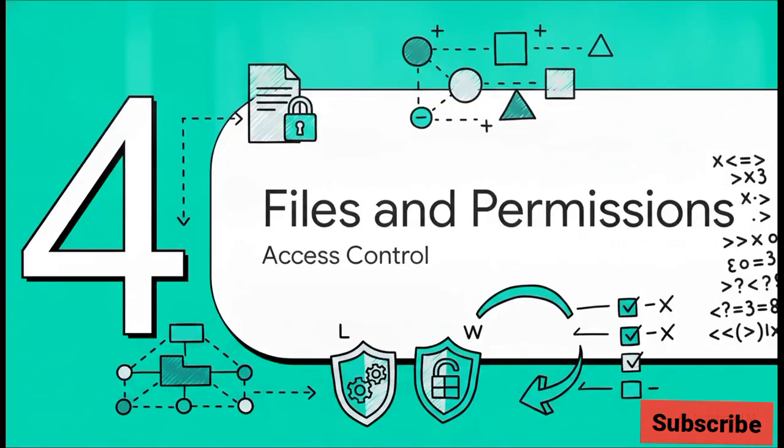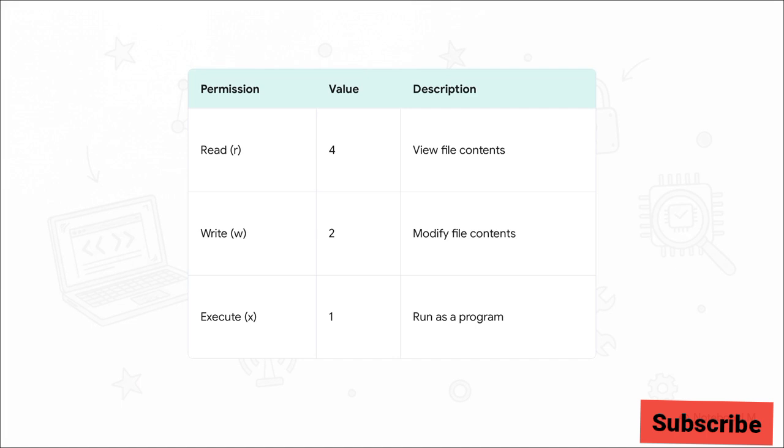Which brings us to Section 4, navigating files and permissions, specifically access control. Linux actually handles security through these really strict permission buckets. Whenever you list files, you're going to see letters like R, W, and X. That stands for read, write, and execute. And these are divided into 3 buckets: the user who owns the file, the primary group, and the world.